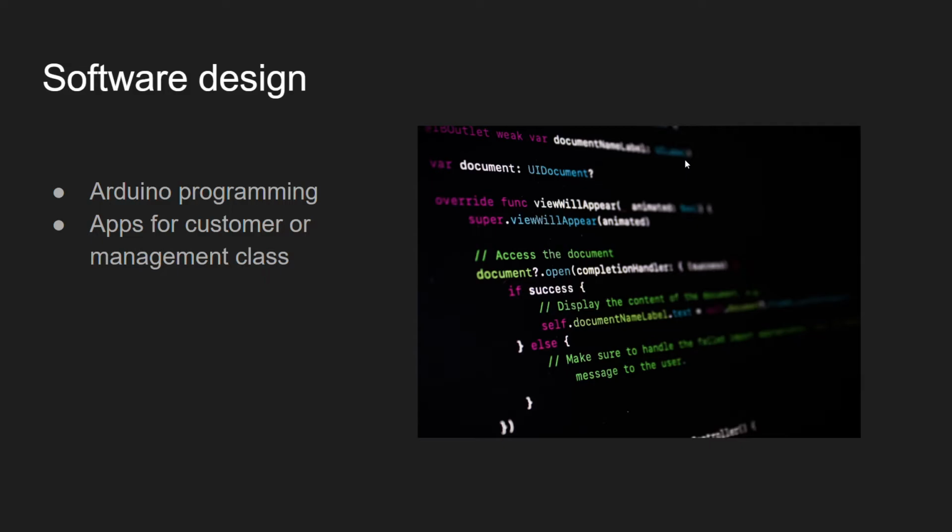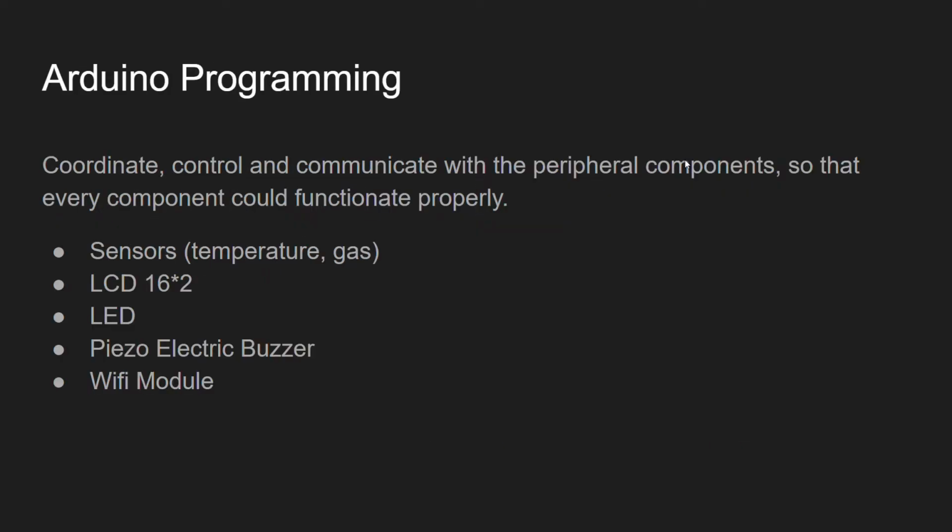First, for the Arduino programming, we want to program the Arduino board so that it could coordinate, control, and communicate with the peripheral components. Thus, every component could function properly. How does the Arduino read the data from the sensor? How to display the result on the LCD screen? How to trigger the LED and the buzzer according to different situations? How to transmit the data to the local computer through a Wi-Fi module? All of the above functions could be accomplished by the programming.